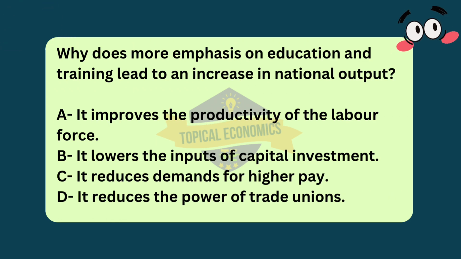Moving to question 11. Why does more emphasis on education and training lead to an increase in national output? A. It improves the productivity of the labor force. B. It lowers the inputs of capital investment. C. It reduces demands for higher pay. D. It reduces the power of trade unions. Reference, 2020 February-March version 2.